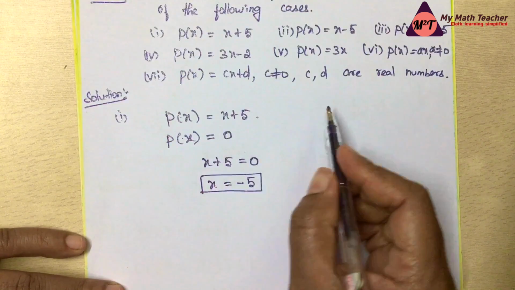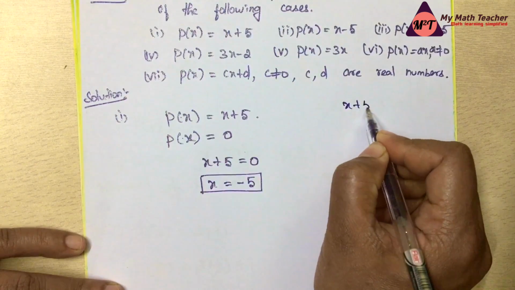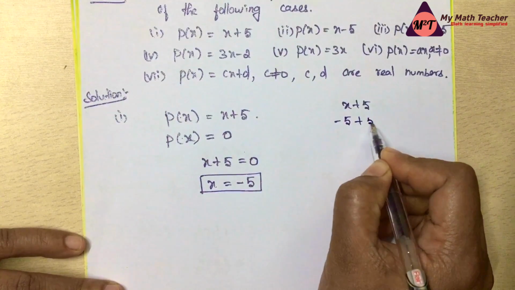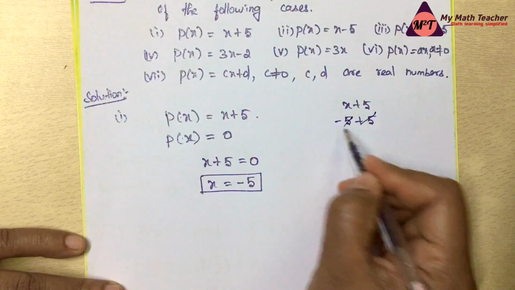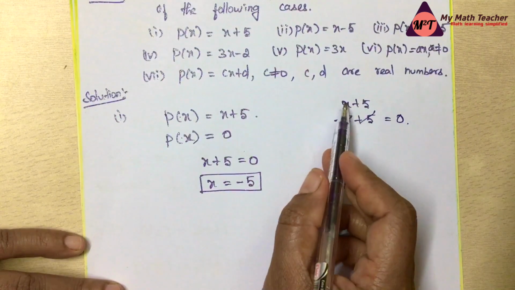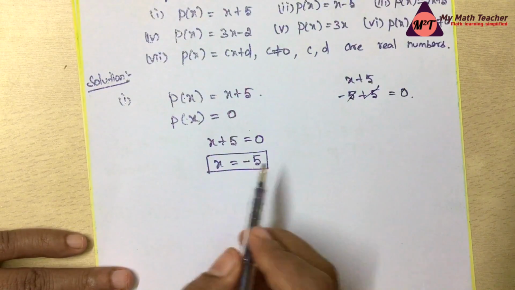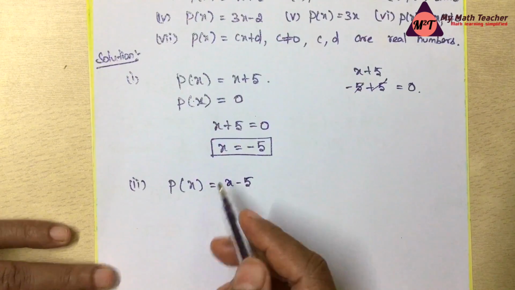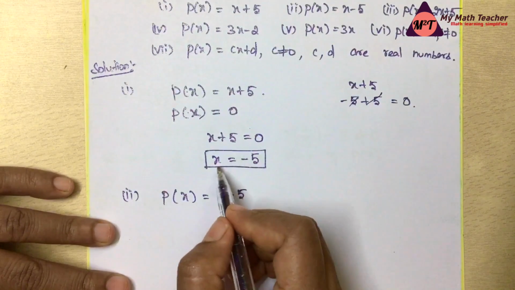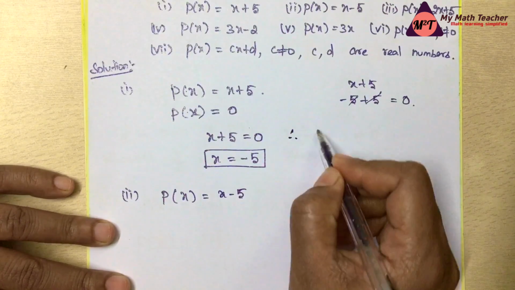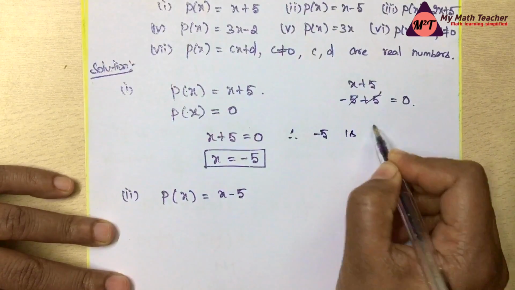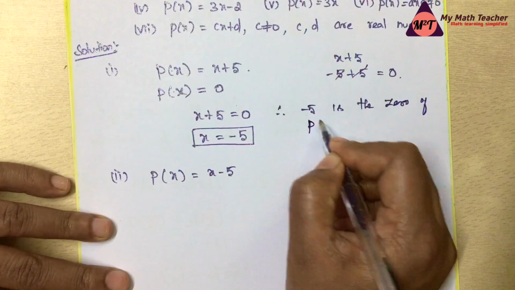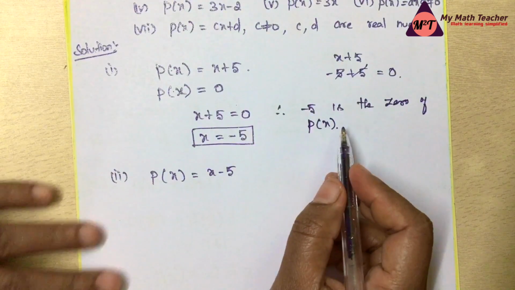Let us check whether it is correct or not. The given polynomial is x plus 5. In the place of x, we are substituting minus 5, so minus 5 plus 5. We know it is equal to 0. Then definitely the x value is minus 5. This is how we have to find the answer for the rest of the subdivisions. Before proceeding to the second one, you have to write the answer like this. x is equal to minus 5. Therefore, minus 5 is the zero of the given polynomial P of x.